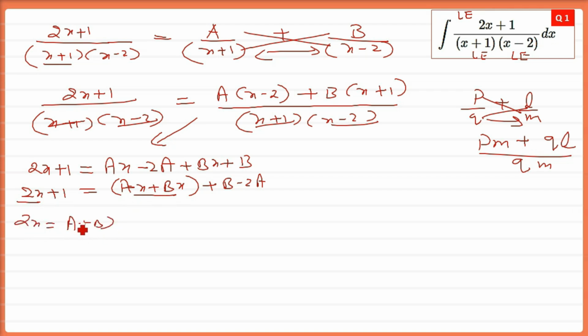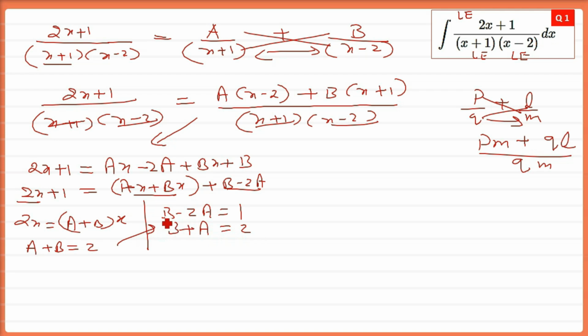So this will be your first equation because we are equating the similar terms. So a plus b will be equal to 2 will be your first equation. Second equation is b minus 2a, which is equal to 1. Now you have two equations, two constants, so you can easily find it out. Now just write this a plus b as b plus a equals 2.